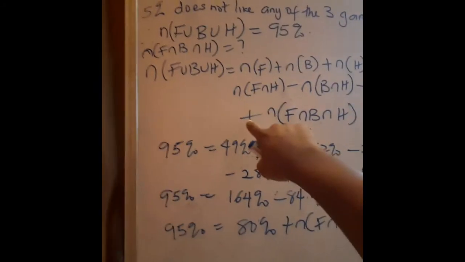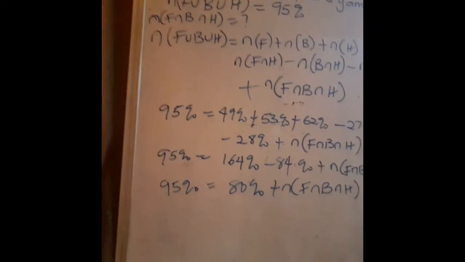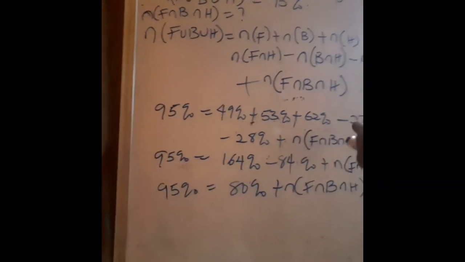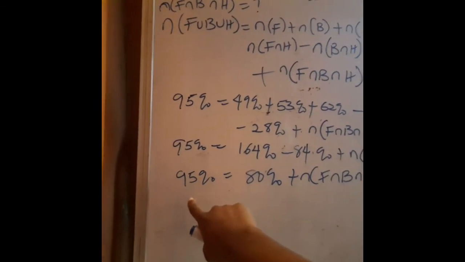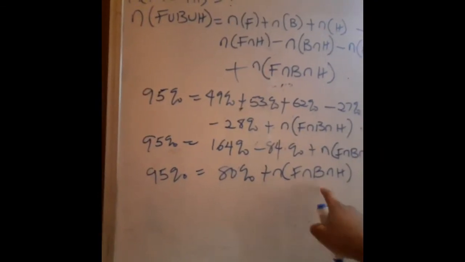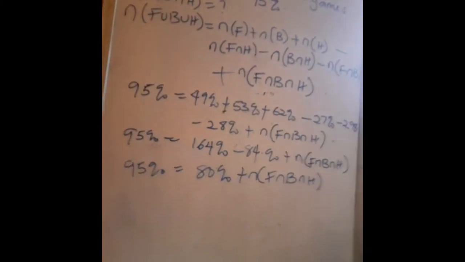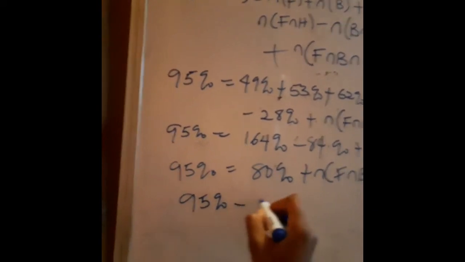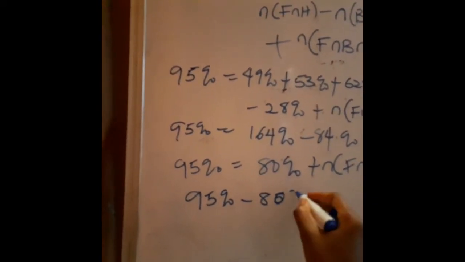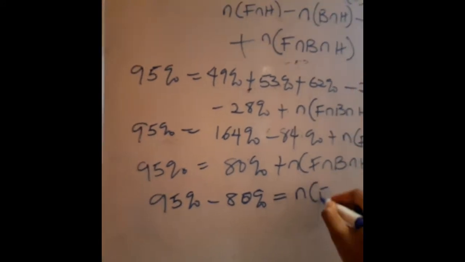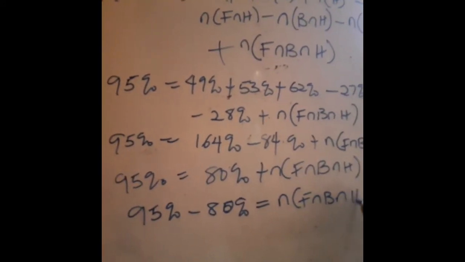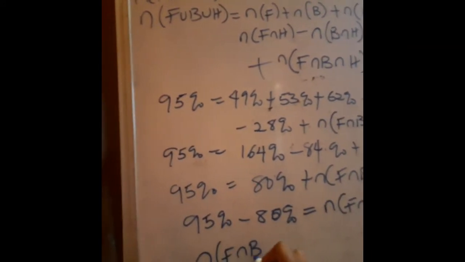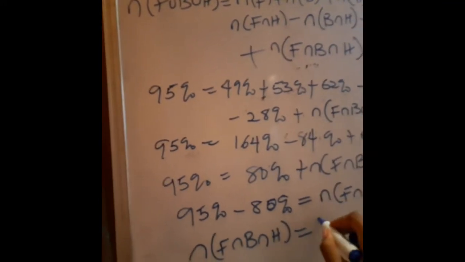I'm sorry, I made a mistake. It is plus, not minus. So now I just did the normal calculations here. So the answer I got is 95% equals 80% plus number of F intersection B intersection H. So for us to get this, say 95% minus 80% equals this. So N number of F intersection B intersection H equals 15%.